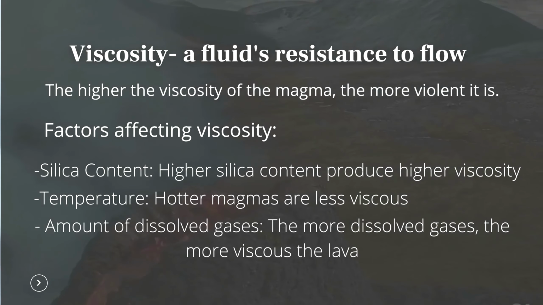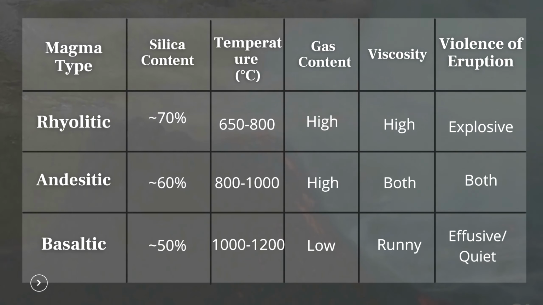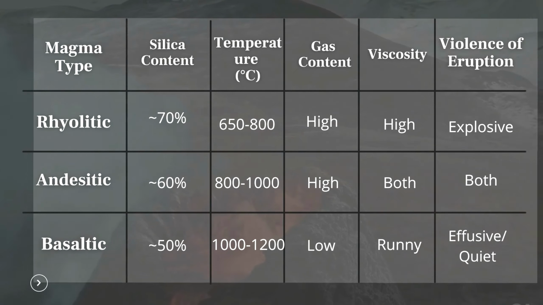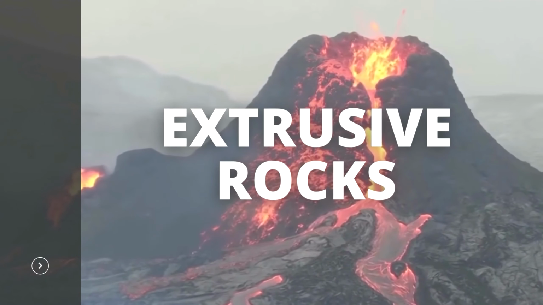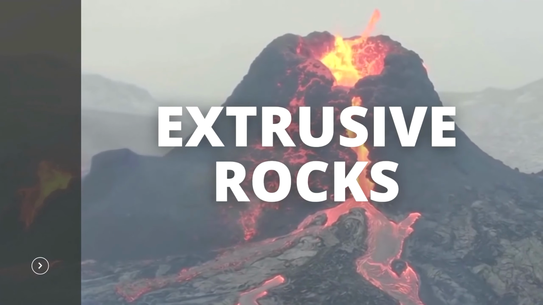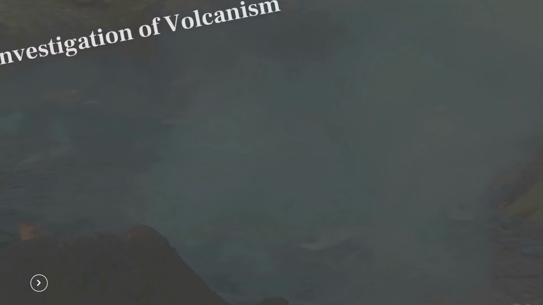There are three types of magma: rhyolitic, andesitic, and basaltic, each of which has a significant percentage of silicon dioxide, temperature, and gas content, which affects their viscosity. As you can see, rhyolitic magma is the most viscous type of magma, therefore it is the most violent or explosive, while the basaltic creates the most quiet or effusive volcanic eruption. Extrusive rocks. These are any rock derived from magma that was poured out or ejected at Earth's surface.